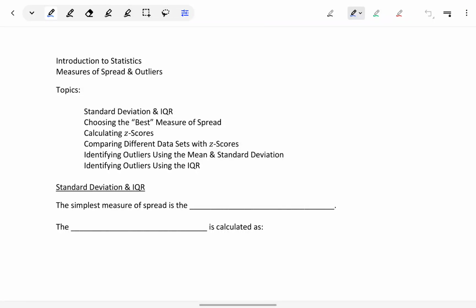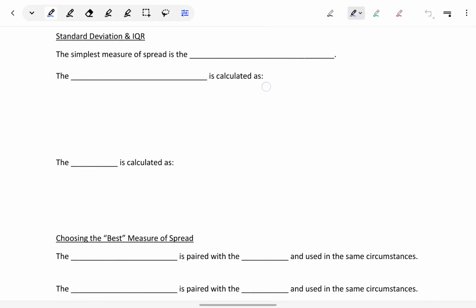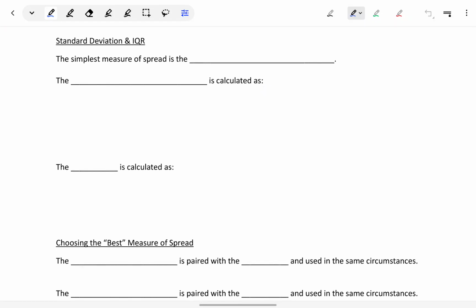In this section, we're going to start taking a look at measures of spread and how we calculate outliers, which we've looked at visually with graphs already. To start off, we want to take a look at standard deviation, which is a measure that we mentioned in our calculation for skewness without really establishing what that is yet, and IQR.